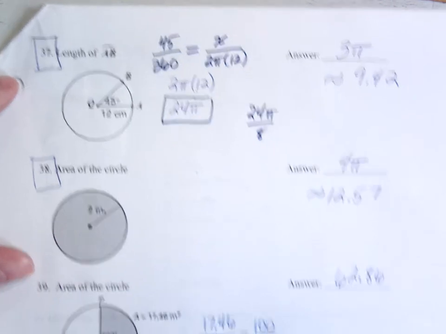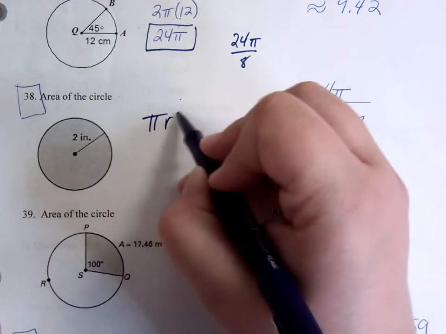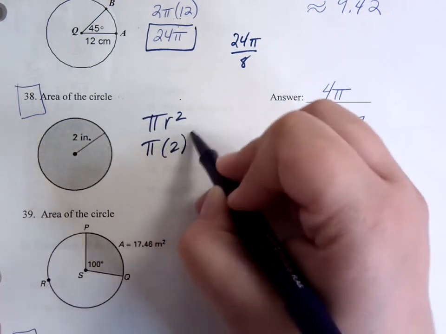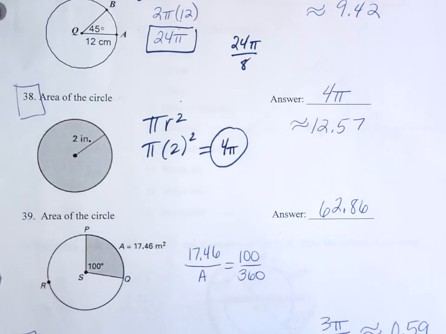All right, area of the circle. That's just the area of the whole circle, so pi r squared. So pi times 2 squared, which is 4 pi. How did I get this wrong? I got 620.